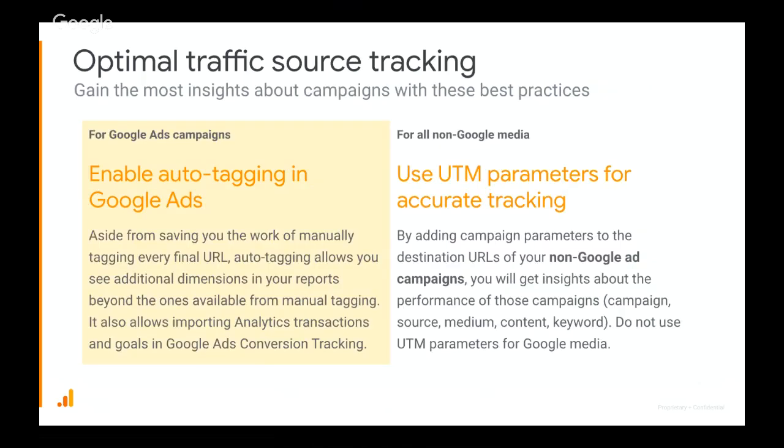The next thing we would check for Google Analytics accounts are settings that are connected to Google Ads accounts. So for such accounts, make sure that auto tagging is enabled on the Google Ads side. It will save you from the work of manually tagging every final URL. But more importantly, auto tagging will provide additional data in your Google Analytics reports beyond what the standard UTM parameters provide. This allows you to see richer campaign performance reports in analytics. For all non-Google media, make sure to use UTM parameters for accurate campaign tracking.